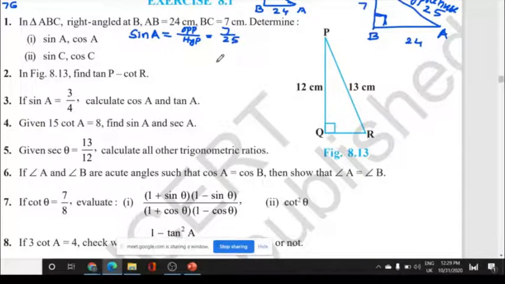What will be cos A? Adjacent by hypotenuse. 24 by 25. Correct. 24 by 25. Got it? Now we have to write sin C. What will be sin C?